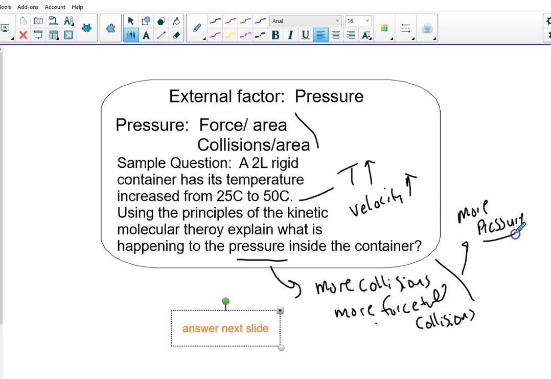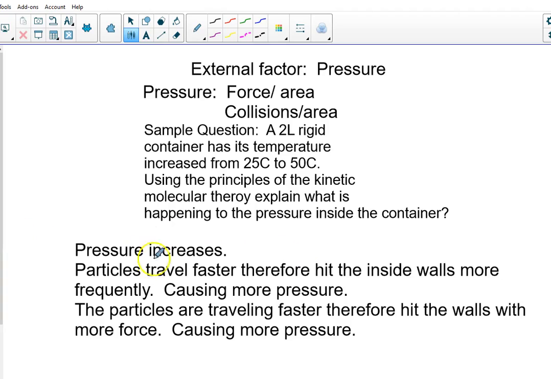I'm kind of being brief with it because time is ticking on here, but that's what we want to talk about in a coherent manner. There's my answer. Pressure increases, there's what we got.